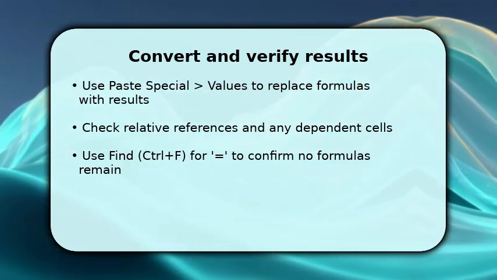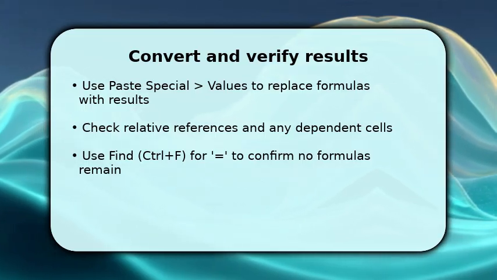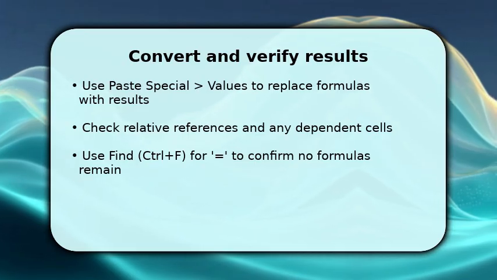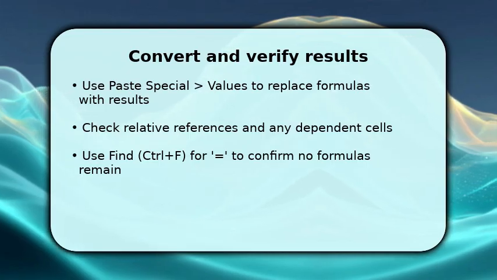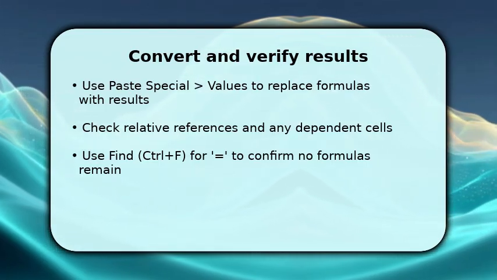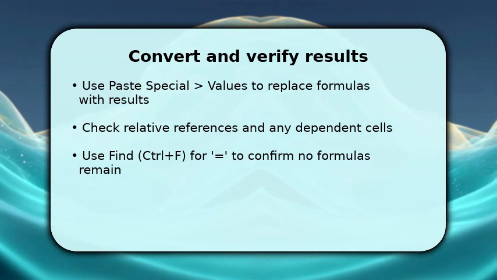If some cells still show formulas, use find with equals to locate and address them individually. Replace only where appropriate. Also check formatting, numbers versus text, because paste special can alter types. These checks prevent silent errors later, when someone uses the sheet for analysis or reporting.